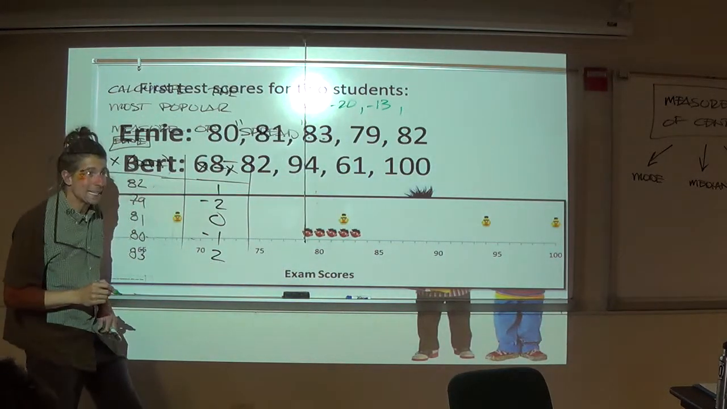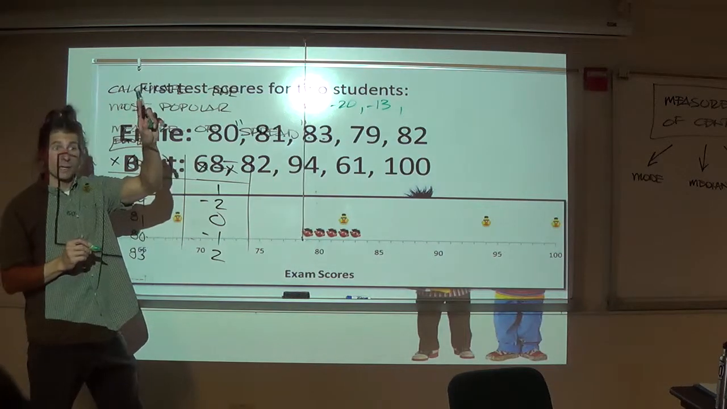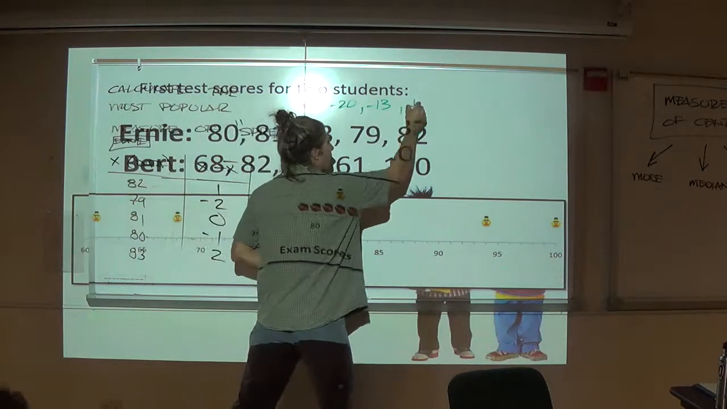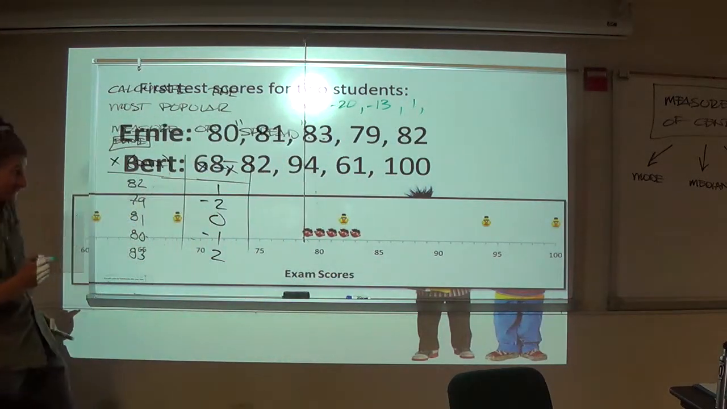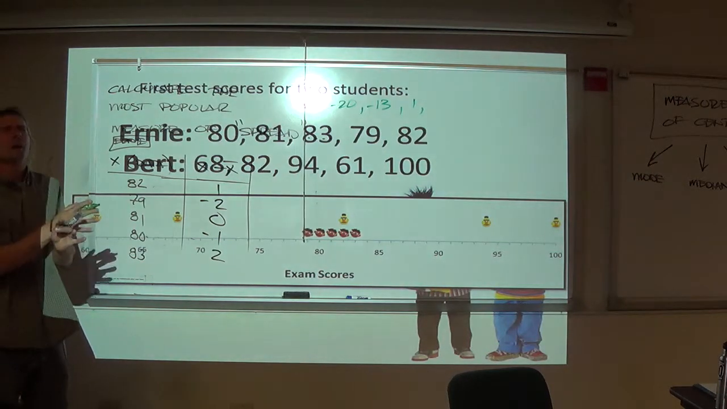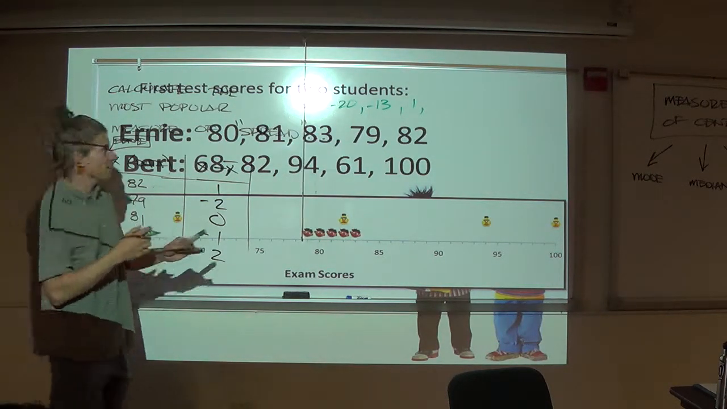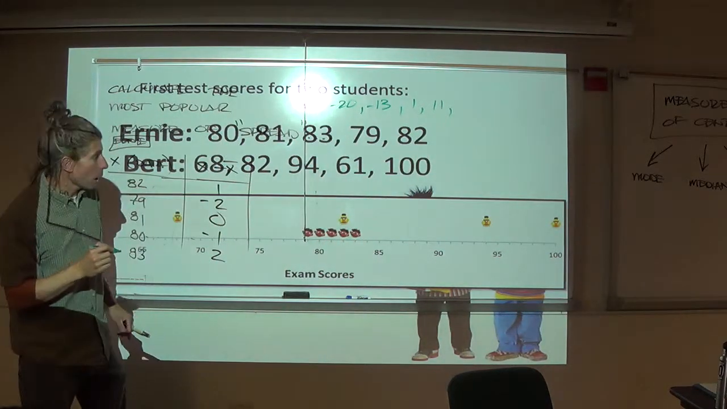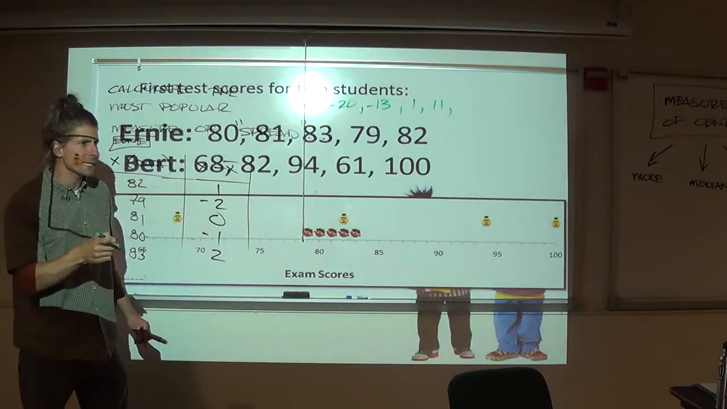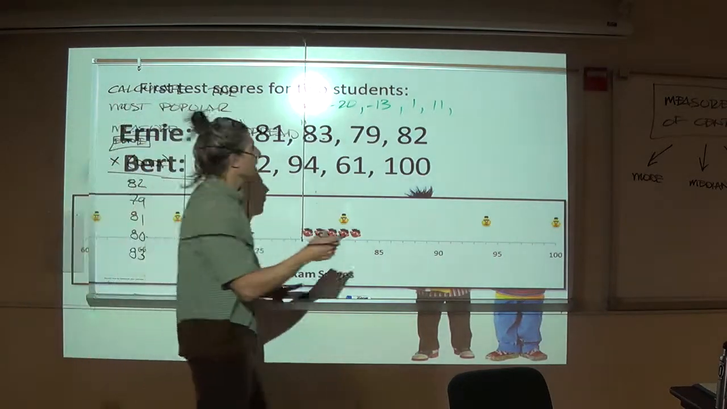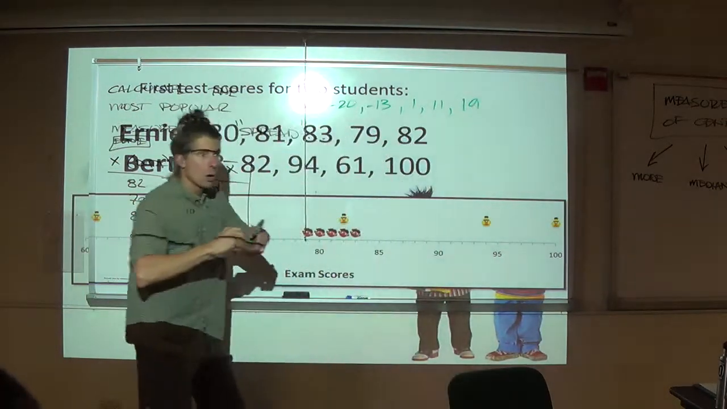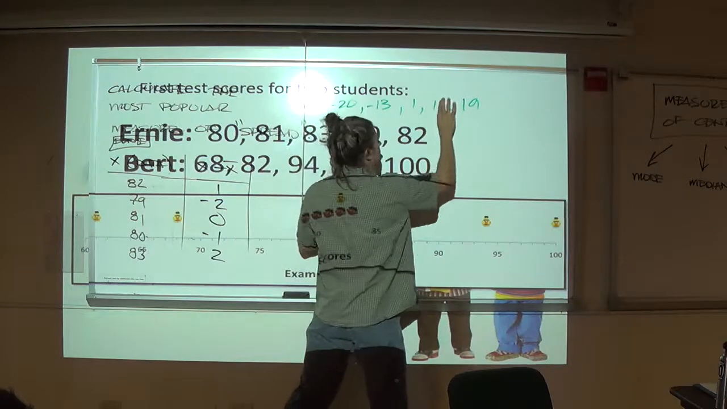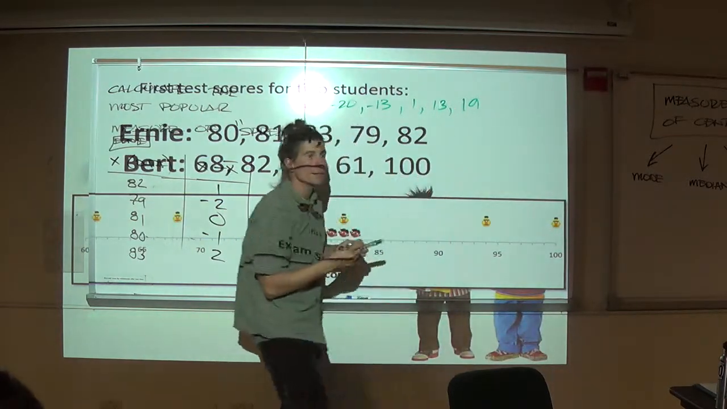His next score was 82. That's positive 1 over the average. His next score is 94, from 81. I believe that's 11 points. Next score, 100, which is 19 up. Is that right? 19 up. Was it 13? Oh yeah, from 81. That's exactly right.